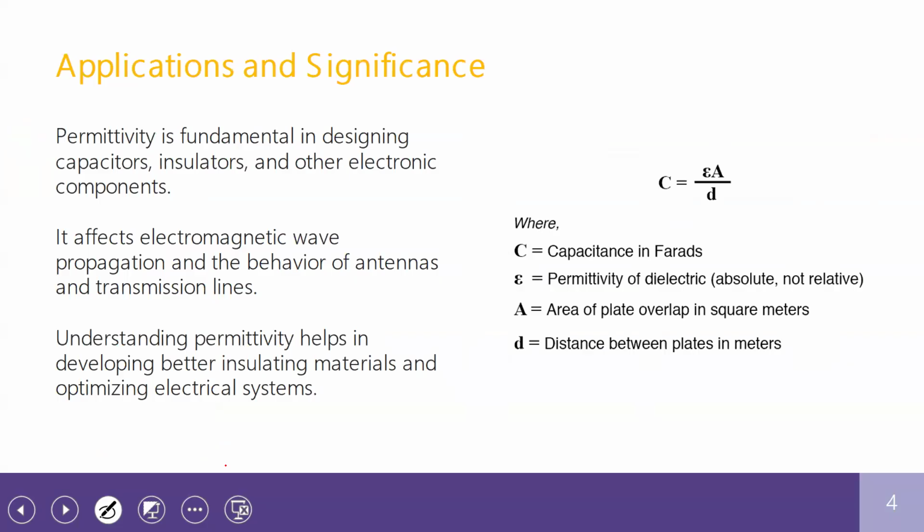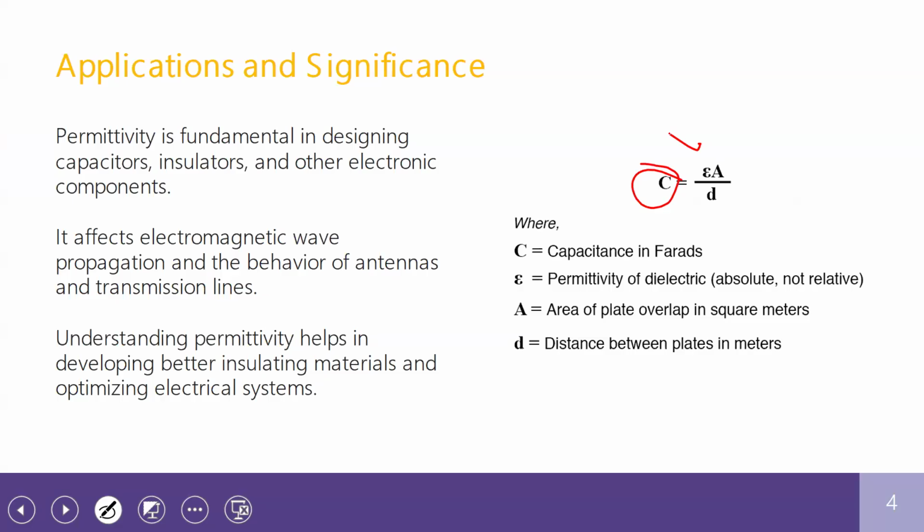Permittivity is fundamental in designing capacitors, insulators, and other electronic components. So when you are going to design a capacitor and other electronic materials, you have to look at the permittivity of the materials that you are going to use. Very important, because as you can see, there's a strong relationship between the capacitance of a material and the absolute permittivity of that material.